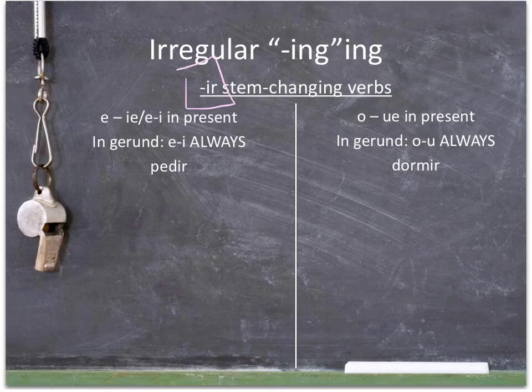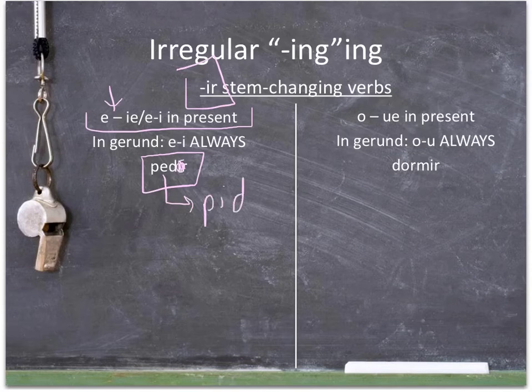So for example, with pedir, this one I said is an E to I verb. Now all E to IE and E to I verbs in the present tense will change from E to I in the gerund. So even if it's an E to IE verb, in the gerund it's going to do an E to I stem change. Pedir happens to already be E to I. So what we're going to do is drop our IR. We're going to stem change E to I. We end up with pid. And then we add the IR ending, pidiendo. So if I say estoy pidiendo, it's I'm ordering or I'm asking for something.